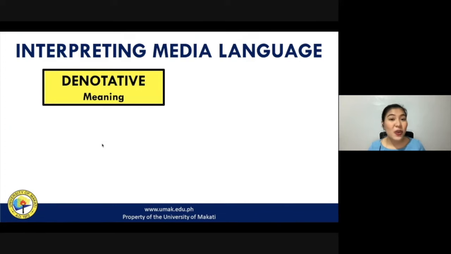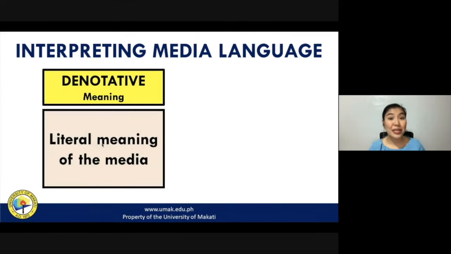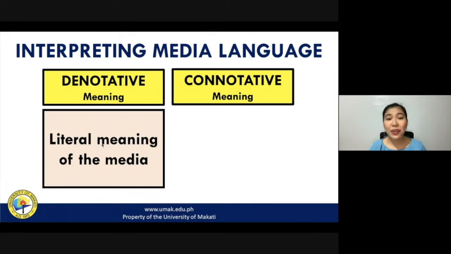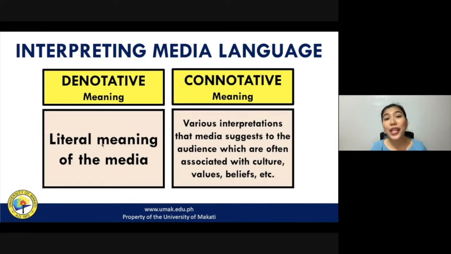Media language also has denotative meaning, which simply means the literal meaning of the media that is being presented to you, and connotative meaning, or the various interpretations that that particular media form suggests to the audience, which are often associated with culture, beliefs, values, etc. So these interpretations could differ depending on the context and, most importantly, depending on the personality, the background, and the culture of the person consuming that particular media format.